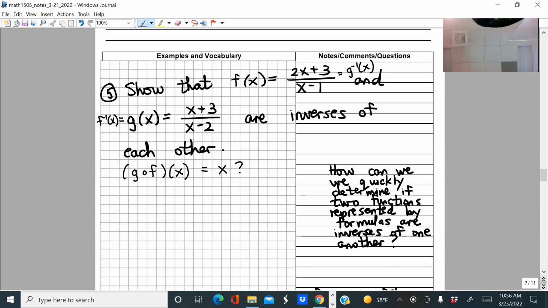Technically, you should check that in either order, but usually one order will do. There are just very special examples where you can compose in one order and get x, and then compose in the other order and don't. But those are very rare. So we really need to only check in one order. Let's do g compose f, but we could do f compose g if we wanted to.